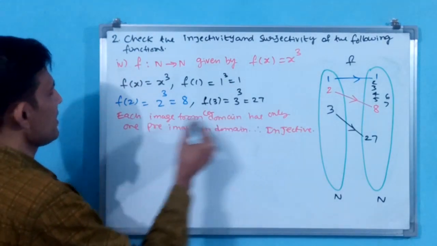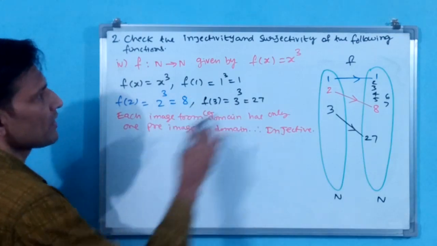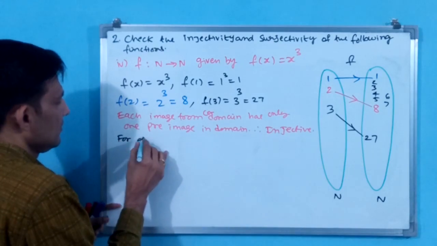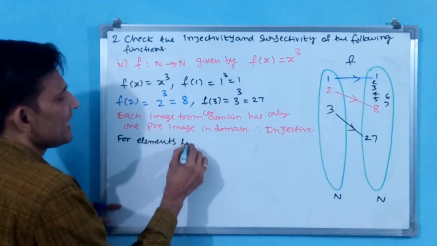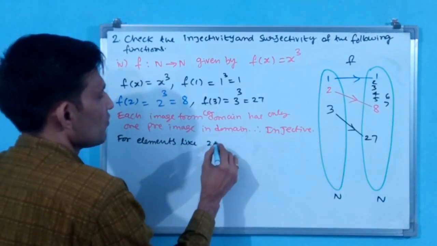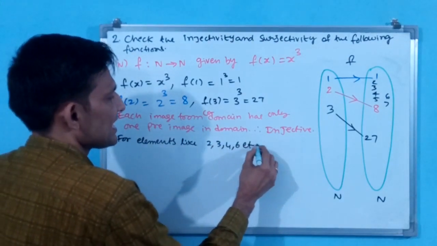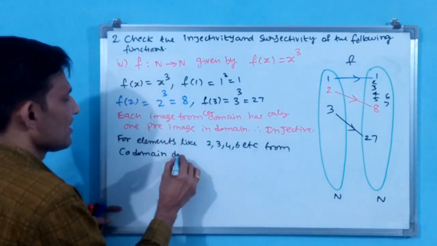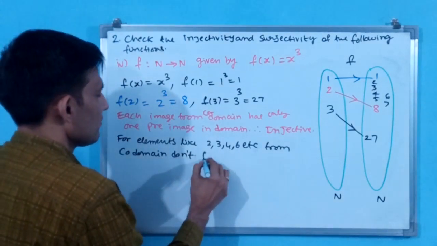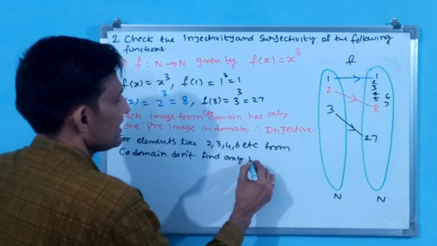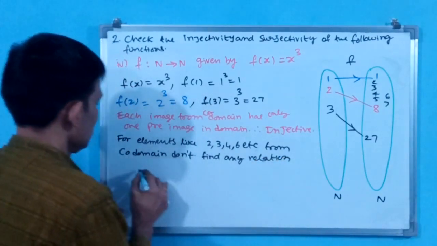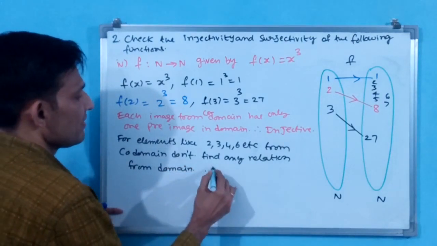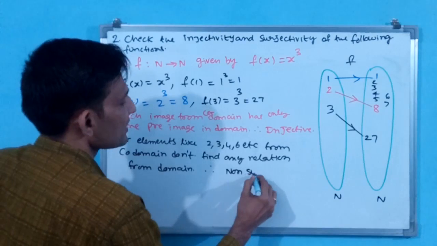Each image from codomain has only one pre-image in domain, therefore injective, that is over. Now for surjective we will see. For elements like 2, 3, 4, 6, etc. from codomain, we do not find any relation from domain. Therefore, non-surjective.